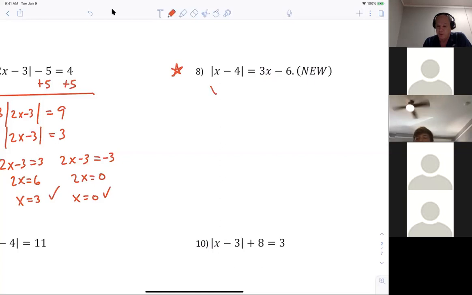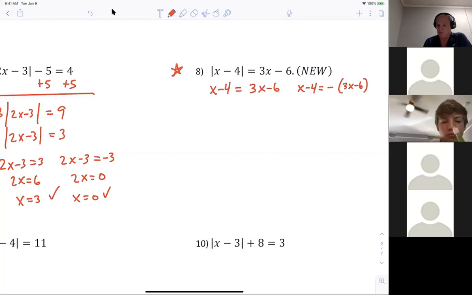So here we're just going to write x minus 4 is equal to 3x minus 2. Now here's the hard part. x minus 4 is equal to the negative of 3x minus 6. That is the important part, where you have to make sure you distribute that negative. So now when we solve this, we end up with 2x over here, we end up with 2 over here, so we say x equals 1.